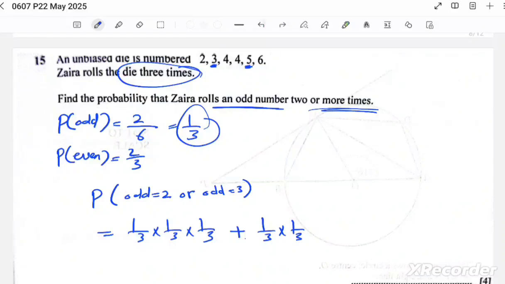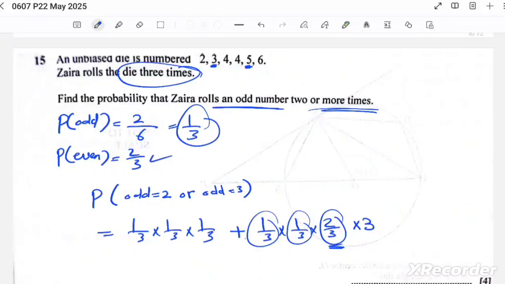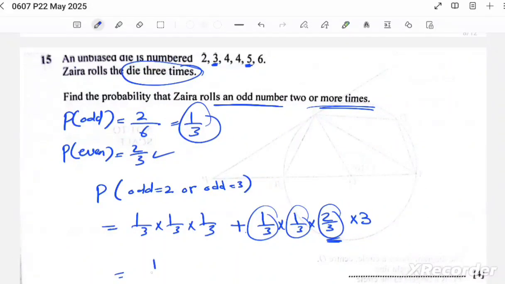times the third time should be even, which is 2/3. But there's something missing: the even roll can be at the beginning, maybe in the middle, maybe at the end. So we have 3 different arrangements, and because of this we multiply by 3. So let's continue. The first one is 1/27, plus, also here is 27, 3 times 2, which is 6. So the answer is 7/27.